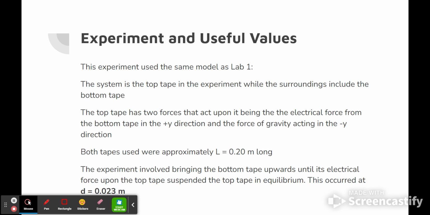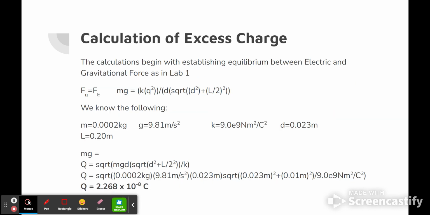Some common values that were important were that both tapes used were about 20 centimeters or 0.2 meters long. This experiment involved bringing the bottom tape upwards until you reach equilibrium, and the measured value that we got in this lab was 0.023 meters.